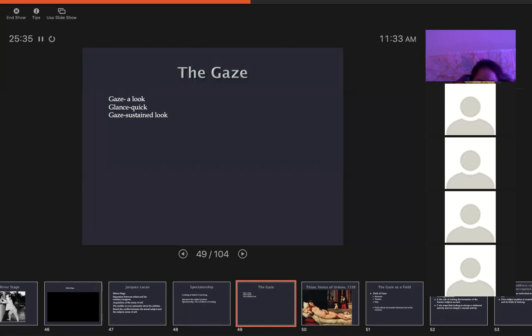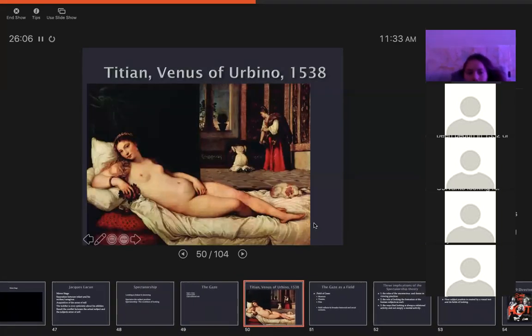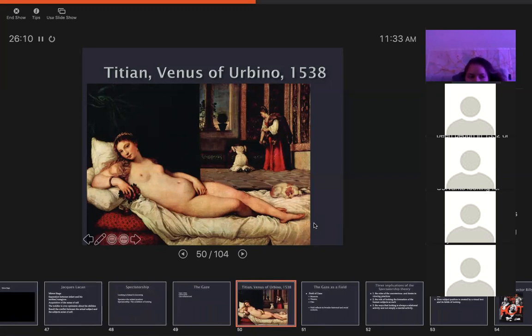Okay, so at the very core, the idea of the gaze, as we use it in the media, is us checking out or looking at something that we find pleasurable or interesting or both, right? So here I've got for you the painting Titian's Venus of Urbino from 1538. You don't need to know anything about this painting necessarily. All I want you to do is to look at that. And I think you would agree with me that the painting is pretty. It's fun to look at.